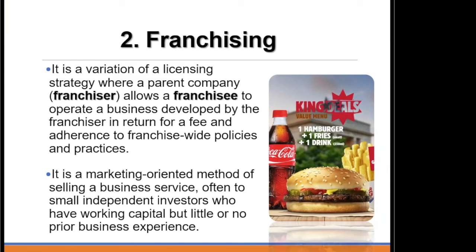So the second type we are going to talk about is franchising. Franchising is a variation of a licensing strategy where the parent company, known as the franchisor, allows the franchisee to operate a business developed by the franchisor. So the business as has been developed, every single thing about the business, in return for a fee and adherence to franchise-wide policies and practices.